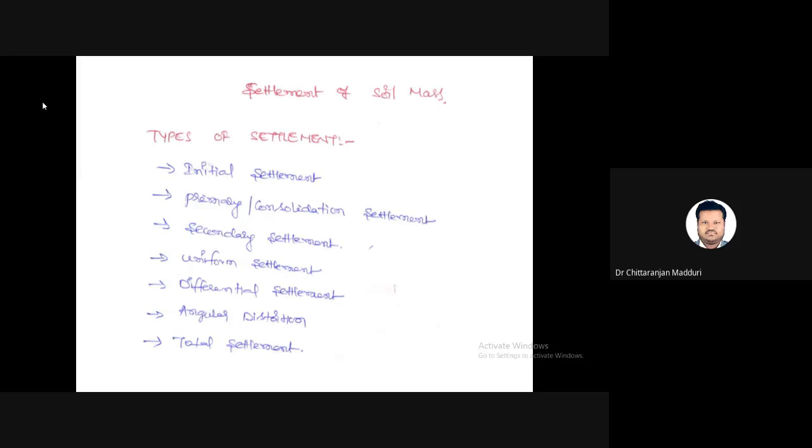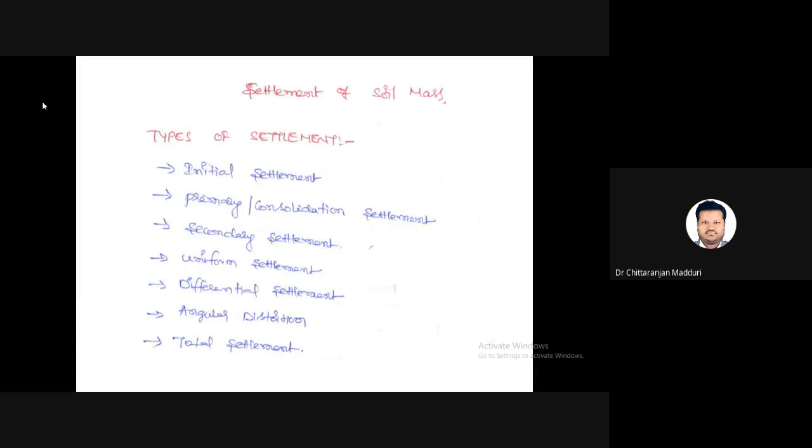Very important, two more questions: differentiate between initial settlement and primary settlement, and differentiate between primary settlement and secondary settlement. Also, what do you mean by total settlement? These are frequently asked questions. Initial settlement is due to expulsion of air. Primary settlement is due to expulsion of water. Secondary settlement is due to expulsion of adsorbed water and plastic readjustment of soil particles. Total settlement is equal to the sum of initial settlement, primary settlement, and secondary settlement.